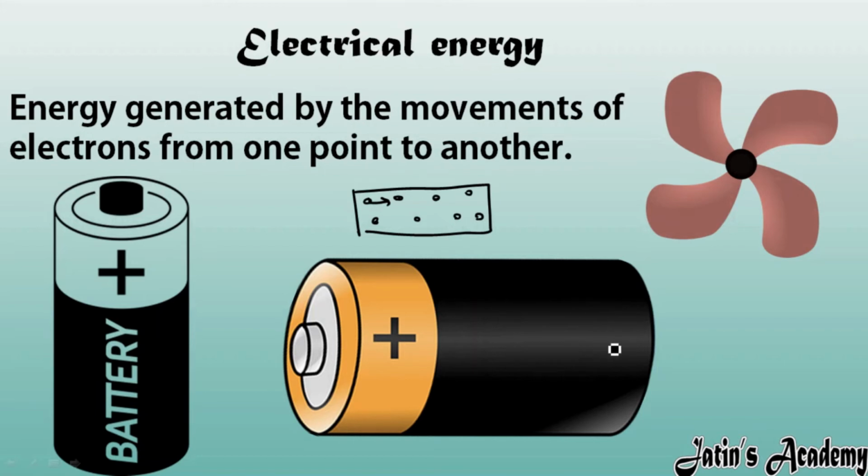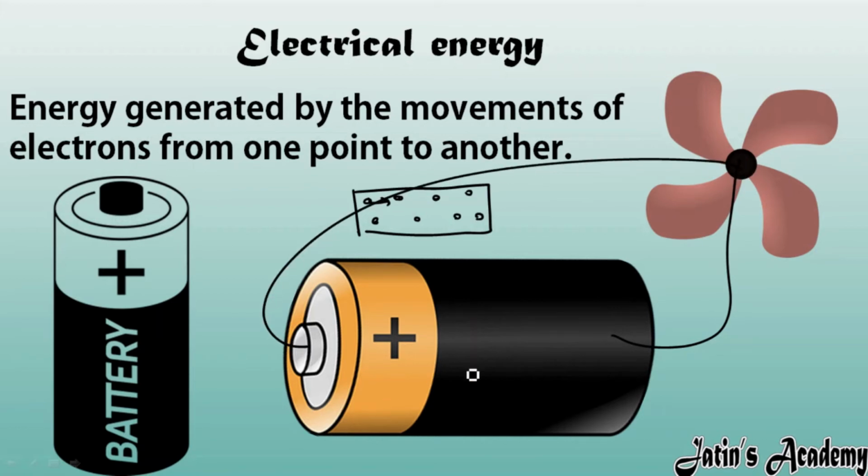So from the negative terminal, I am going to attach the wire to any instrument, and from that I'm going to attach to the positive terminal. From negative terminal to positive terminal, I'm going to attach one wire. With the help of this wire, the electrons start moving from negative terminal to the positive terminal.